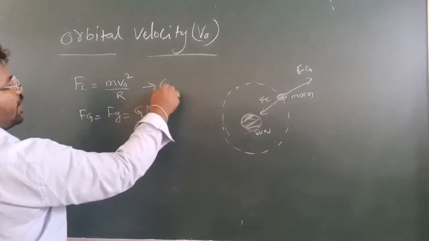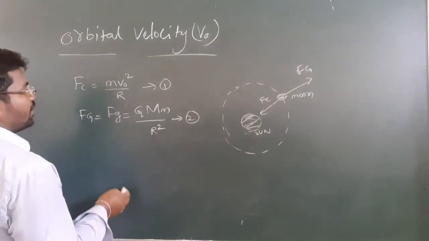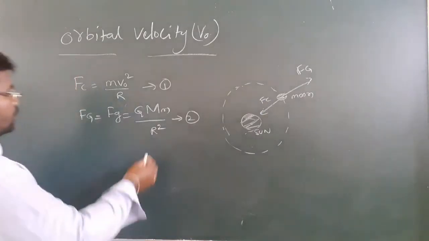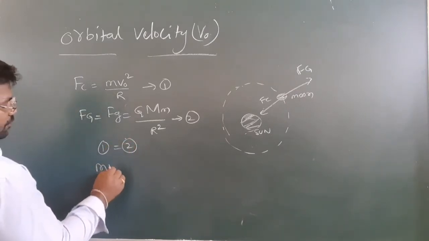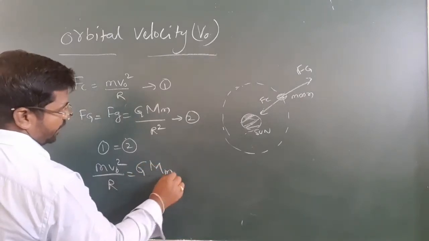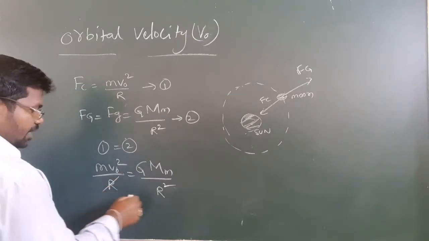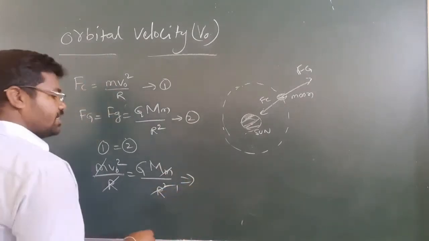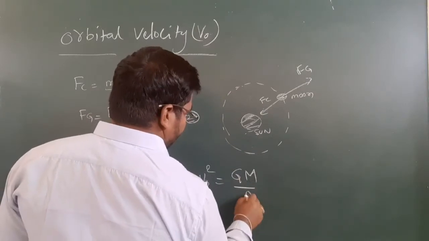From equation 1 and equation 2, please remember these formulas, my children. Now by equating 1 and 2, we get m v0 square by r equal to G M m by r square. Here one r gets cancelled and m gets cancelled. By rearranging this, we get v0 square is equal to G M by r.